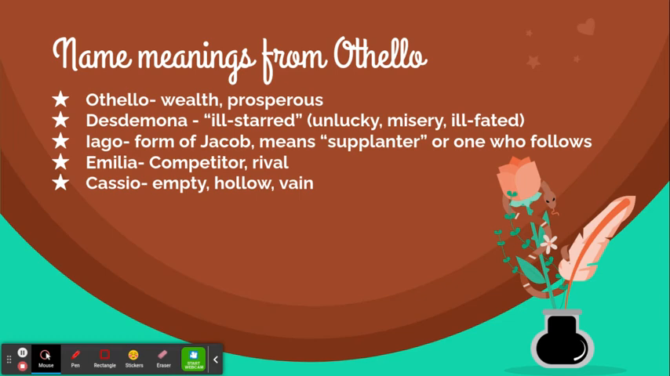Desdemona means ill-starred, unlucky, misery, ill-fated, which I think fits absolutely perfect for her character. Iago is a form of Jacob, means supplanter or one who follows. And supplanter means to supersede someone else, especially by force or treachery, which I think is perfect for him as well. Emilia means competitor or rival, and Cassio means empty, hollow, or vain.